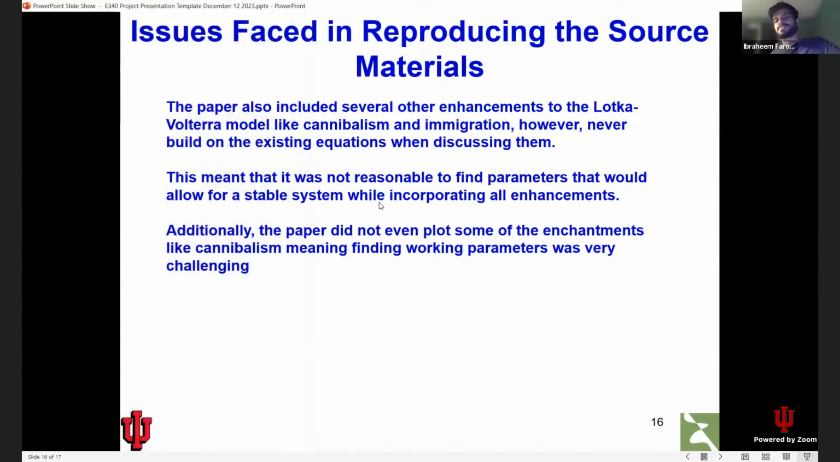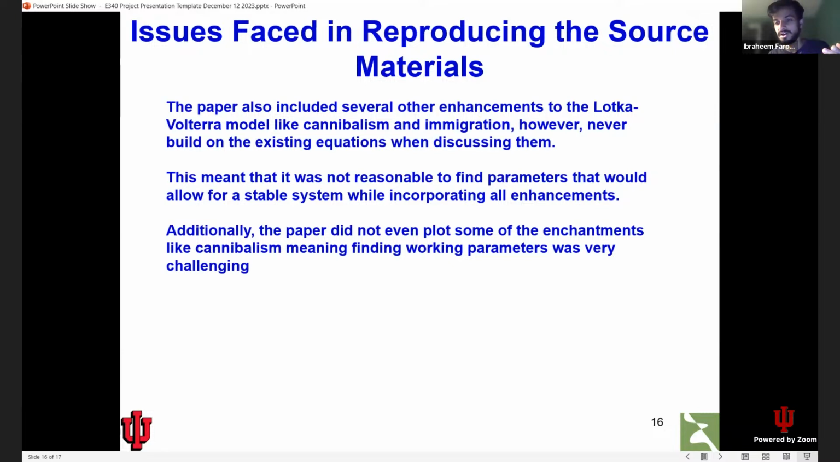So this was an issue that I was running into with the paper. The paper had two more additions to the Lotka-Volterra model: one of them was cannibalism, one of them was immigration. The problem with these two systems is that they didn't add on to the previous ones. They kind of just had them lying there. They just said, also, by the way, cannibalism is cool. You can have this C of X or C of Y function, and everything works out fine. So that worked out nice and fine.